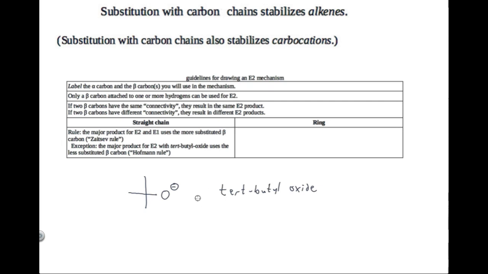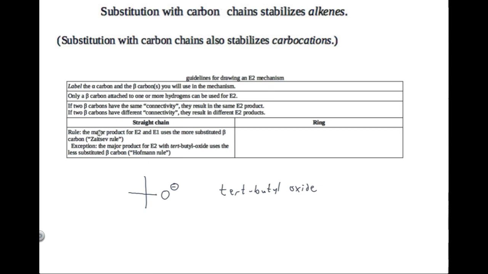Now would be a good time to pause the video and memorize this rule and this exception. The major product for E2 and E1 uses the more substituted beta carbon because that produces a more substituted, more stabilized alkene. But an exception is that tert-butyl oxide prefers the less substituted beta carbon because the less substituted beta carbon has less steric hindrance.